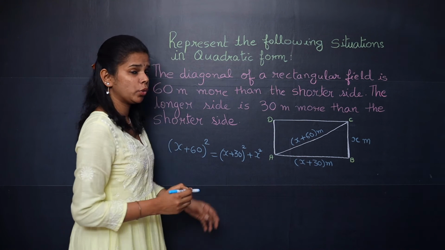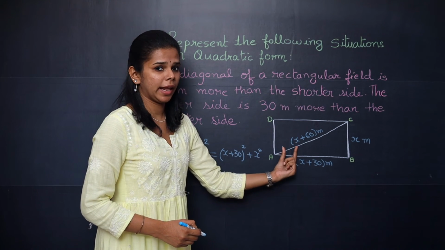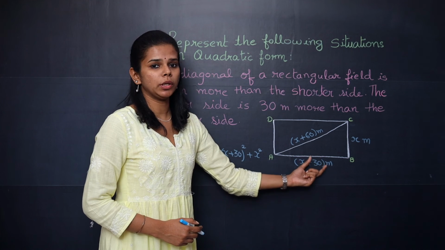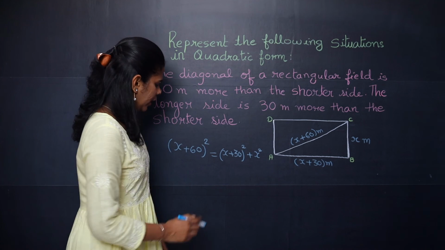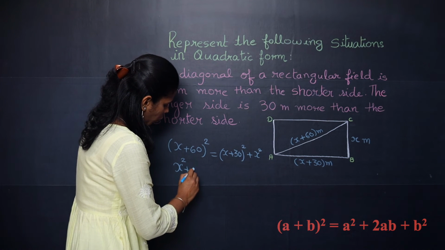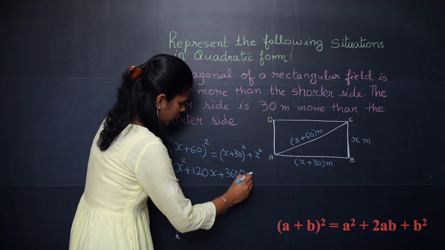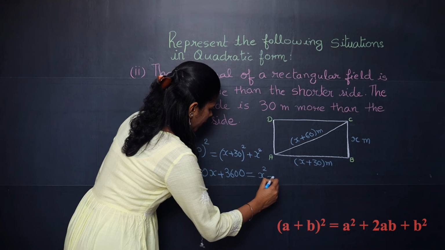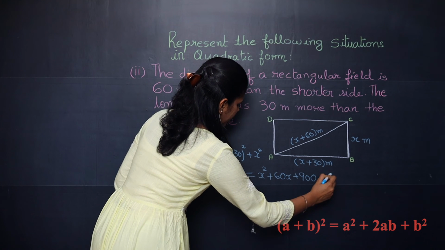x square. So when you write the steps, you should mention let x be the shorter side. Then you should mention the length of the diagonal equal to x plus 60 meter. Then length of the longer side equal to x plus 30 meter. By applying Pythagoras property, you can write this. Then you can expand like (a plus b) the whole square. So x square plus 120x plus 3600 equal to (x plus 30) the whole square can be written as x square plus 60x plus 900 plus x square.